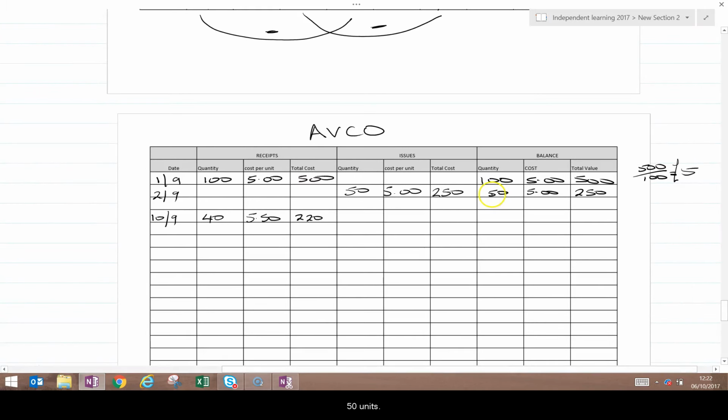So we've got 50 units, add on 40, that's 90. We had £250 worth, add on 220, that's 470. And in the cost column we put the average cost. So 470 divided by 90 gives us 5.22. So in there goes 5.22.